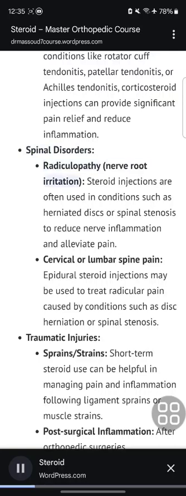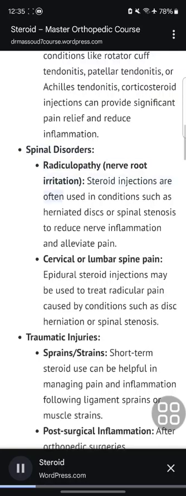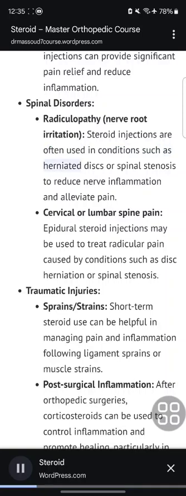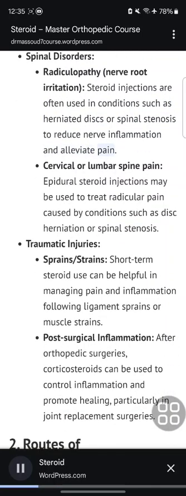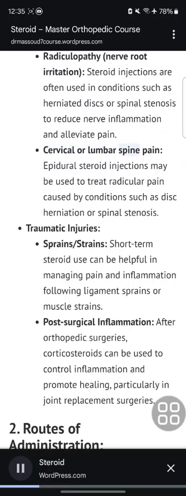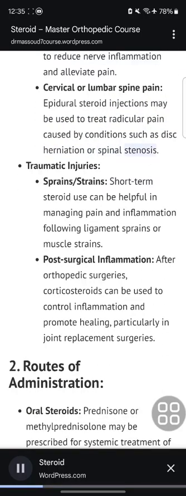Radiculopathy, nerve root irritation. Steroid injections are often used in conditions such as herniated discs or spinal stenosis to reduce nerve inflammation and alleviate pain. Cervical or lumbar spine pain. Epidural steroid injections may be used to treat radicular pain caused by conditions such as disc herniation or spinal stenosis.